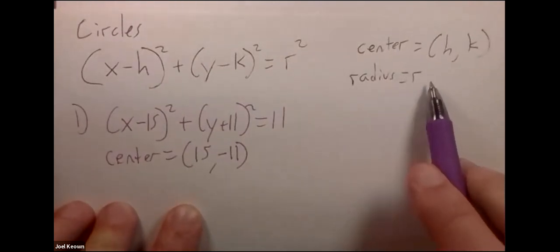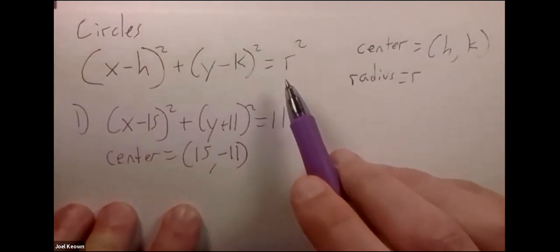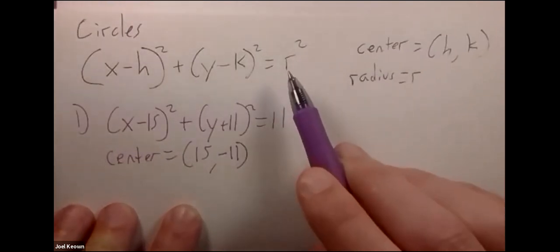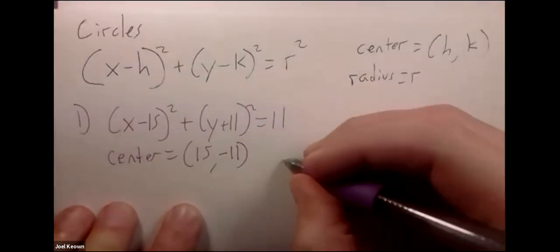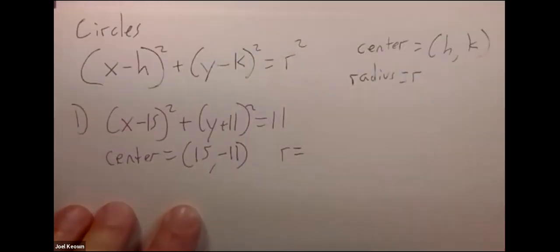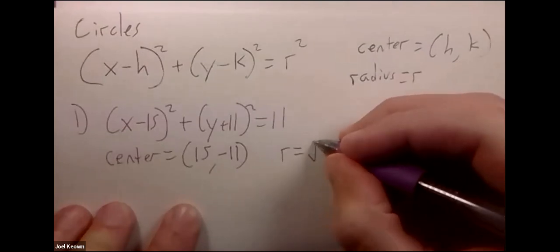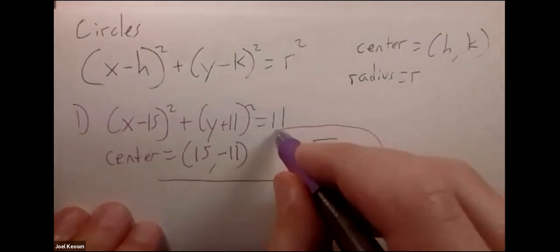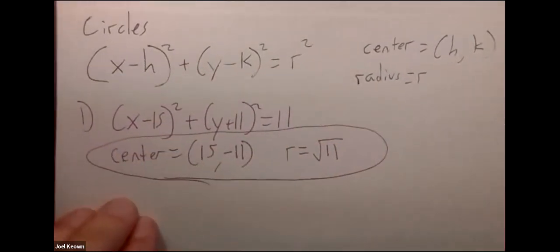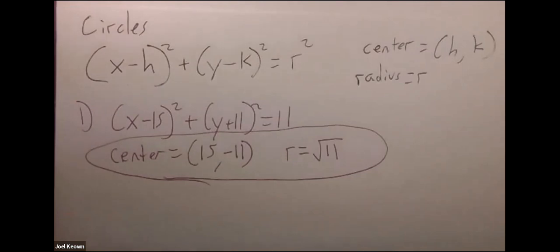Now the radius. This value squared is the radius squared. So what number squared makes 11? I don't know exactly which number, but I know it's the square root, so I'm just going to write the square root of 11. It's going to be some decimal, and I'm not really too concerned about what that decimal is. There's my center, here's my radius. Simple as that.